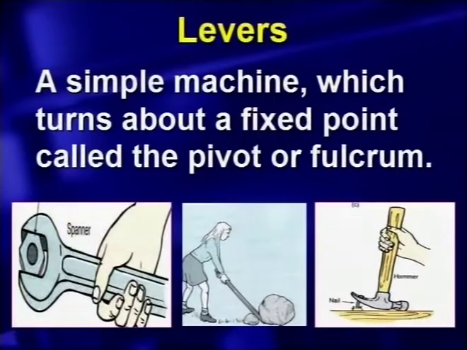Now, the first type of simple machine is called a lever, and we have samples of what levers are like on the screen. Please get that copied quickly. A lever is a simple machine which stands about a fixed point called a pivot or fulcrum.